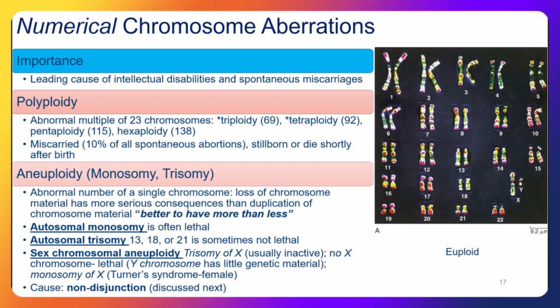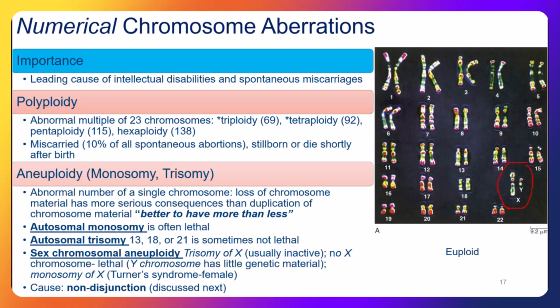Okay, next up are sex chromosomal aneuploidies. So we are just talking now about the sex chromosome. We talked about the autosomes, the other 22. Now we're talking about the sex chromosome. Sex chromosomal aneuploidy is an abnormal number of sex chromosomes. It can either be more or less. So we have some examples here.